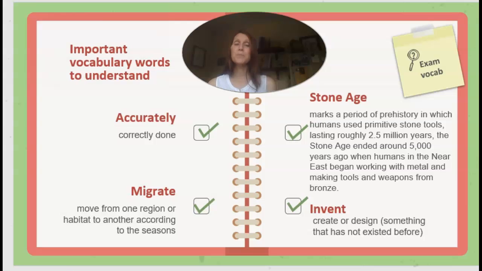The Stone Age marks a period of prehistory in which humans used primitive tools. It lasted roughly 2.5 million years, and the Stone Age ended around 5,000 years ago when humans in the Near East began working with metal and making tools and weapons from bronze. And then the word invent means to create or design something that had not existed before.